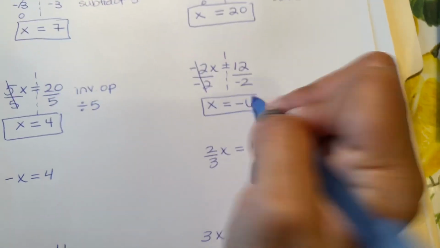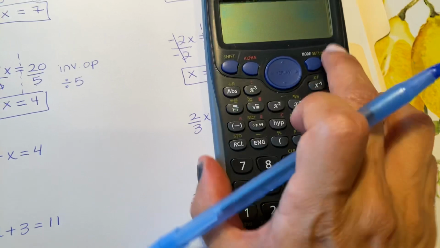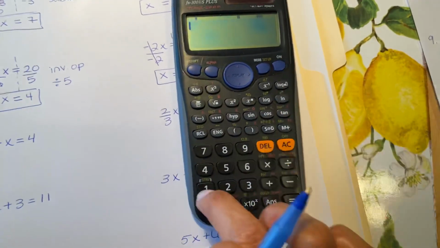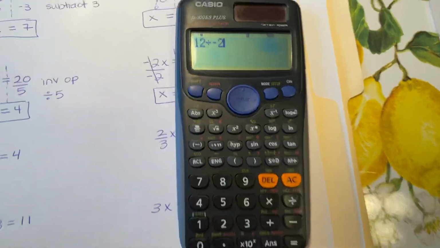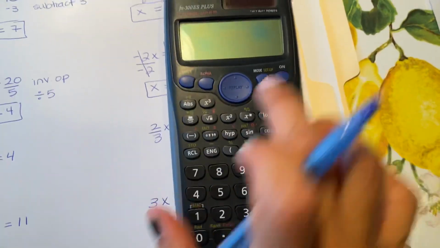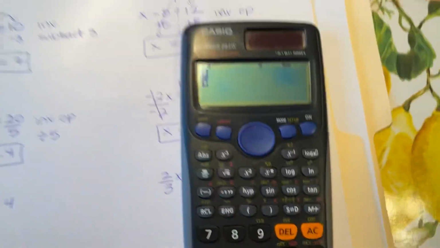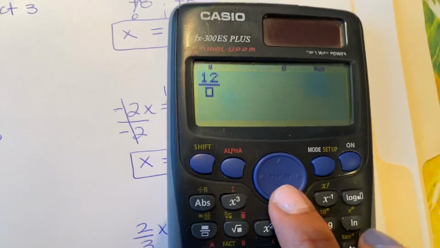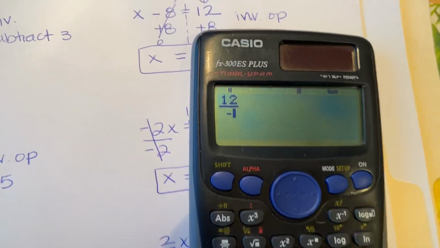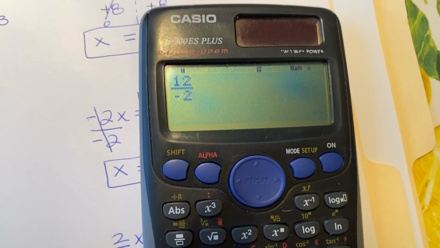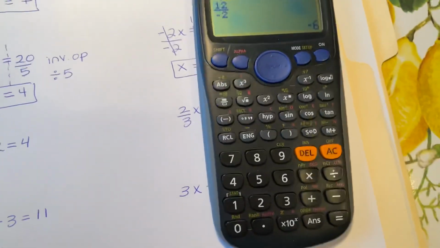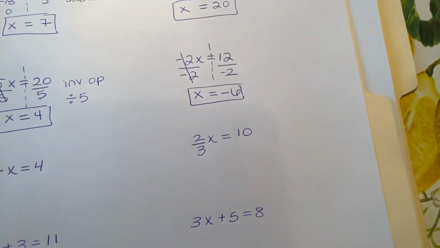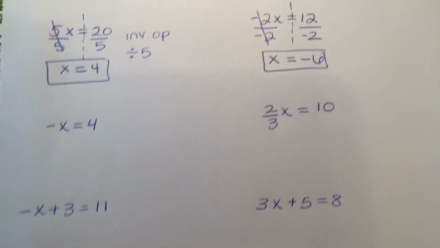Negative 6. And remember, there's nothing wrong with you grabbing a calculator and either going 12 divided by negative 2. There's my negative 6. Or you can hit this fraction bar and put 12 down, negative 2. I didn't realize the light was shining on the bar. And you get negative 6. So again, on this calculator, you can use the fraction button, or you can go ahead and use the division. It's fine, either one. Remember, there's no shame in using a calculator.